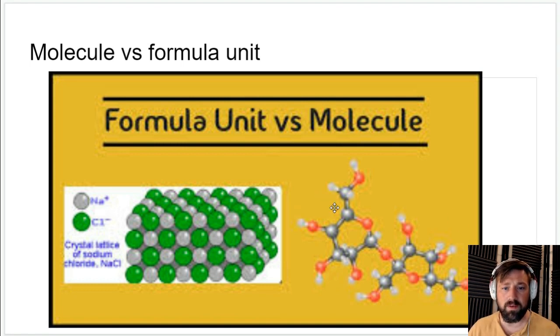Then you have covalently bonded molecules. So if it's a formula unit, it is ionically bonded. Molecules are covalently bonded. This is whenever you have multiple atoms, multiple types of atoms, all together forming some other structure, not a crystal lattice, but instead being bonded together. Molecules versus formula units, covalent versus ionic.